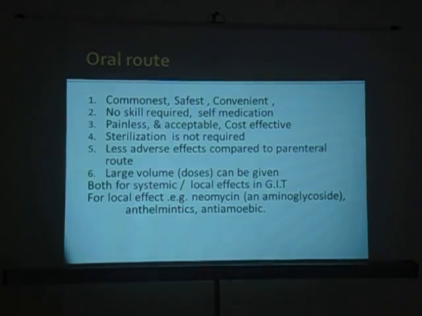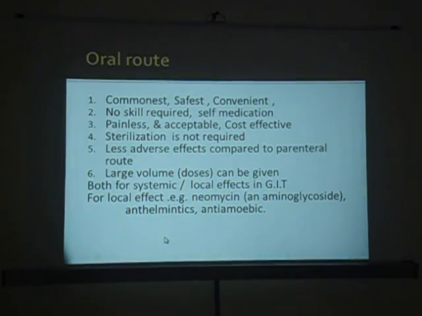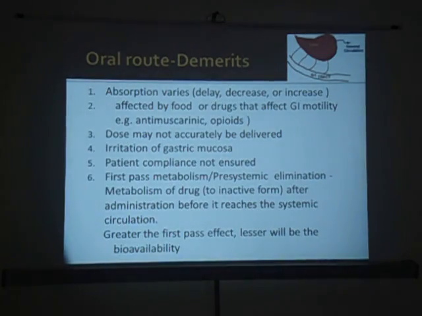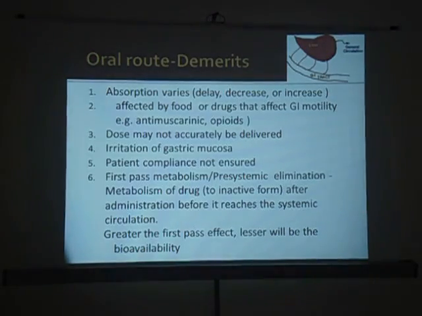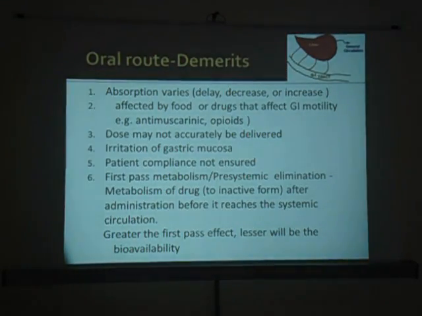So for local effects, that is neomycin, a local aminoglycoside, that is given. Then antihelminthics and anti-amoebic drugs, which are less absorbed and have their luminal action and kill the parasites. So with the oral route we had so many advantages. So can we have disadvantages with this? Yes, there are disadvantages or demerits to that.